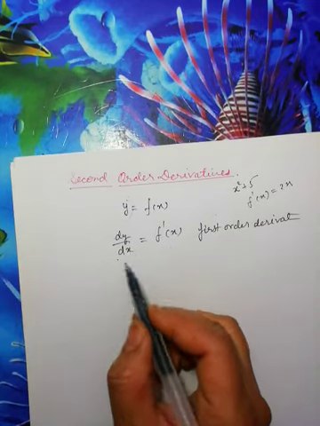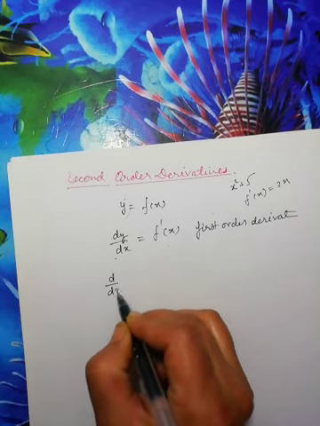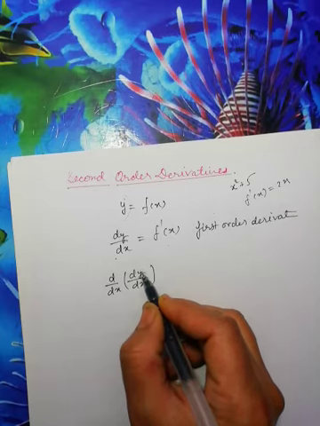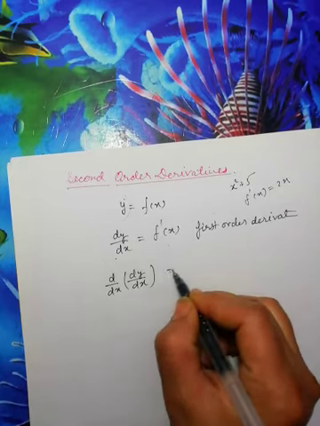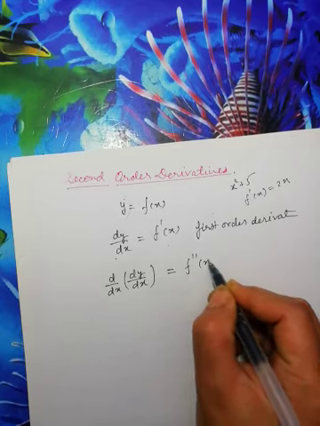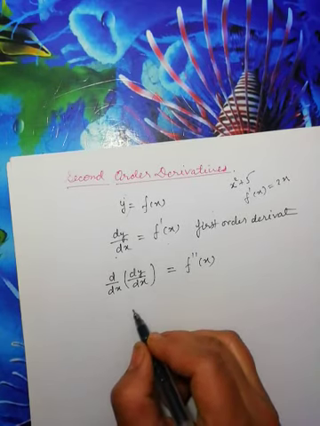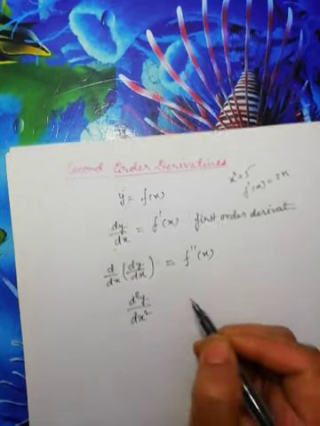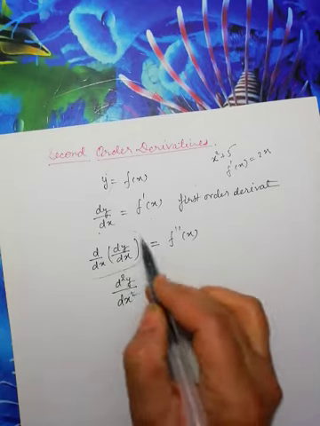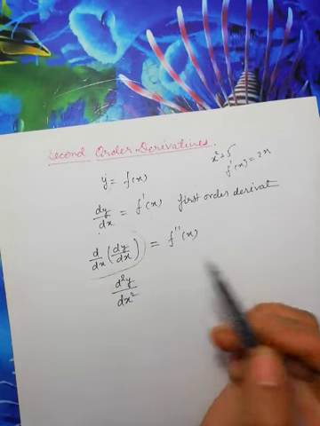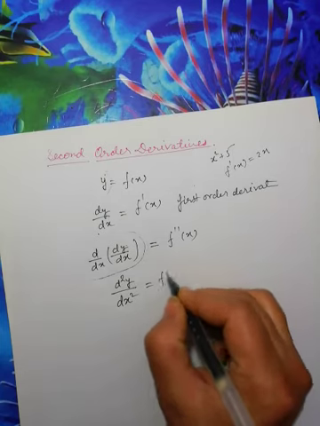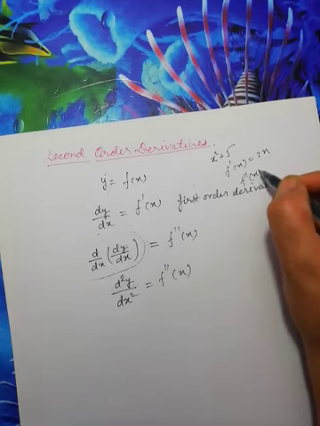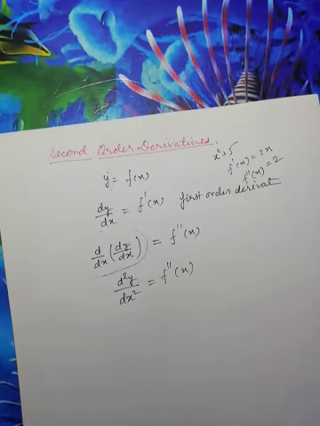Then second order derivative means d by dx of this dy by dx. Once again we have to differentiate this dy by dx with respect to x, and here it becomes f double dash x, the second order derivative. So this is written as d2y upon dx square. This is known as the second order derivative: d2y upon dx square is equal to f double dash x. With reference to our example, f double dash x means once again if we differentiate it, that is going to be 2.